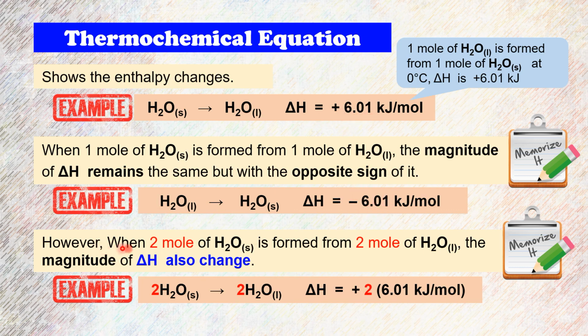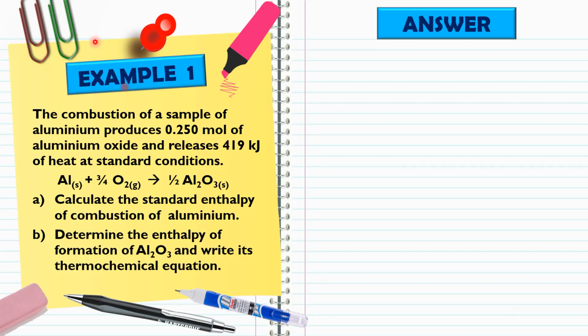However, when 2 moles of H2O solid, that is ice, are formed from 2 moles of H2O liquid, the magnitude of delta H also changes. For example, like this. So therefore, when the stoichiometric coefficient of the equation changes, the value of delta H also changes, times 2. Right, so example number 1.